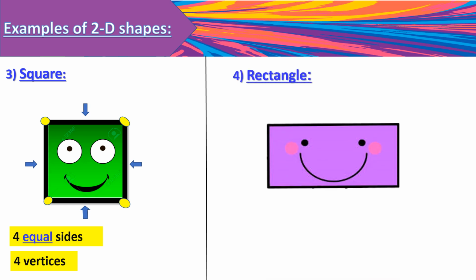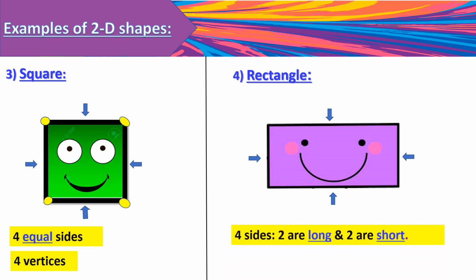Okay, let's move to our rectangle. It has 4 sides also. 1, 2, 3, 4. But do you notice anything? Are these sides of the rectangle equal or not equal? They are not equal, but each 2 opposite sides are equal. So it has 2 long and 2 short sides. How many vertices? 1, 2, 3, 4. 4 vertices. Great.